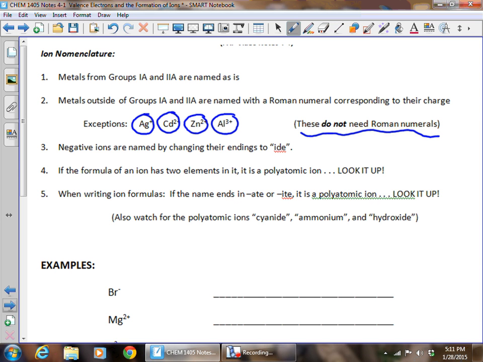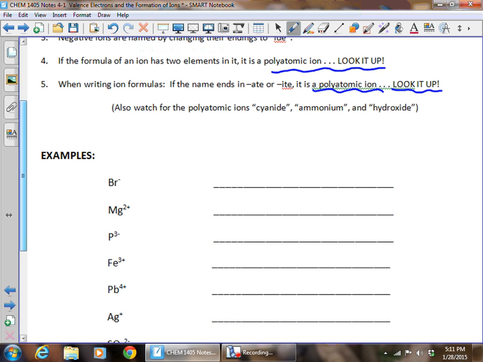If the formula of an ion has 2 elements in it, it's a polyatomic ion, and you'll have to look it up. We'll talk about that in just a moment. If the name of it ends in ate or ite, it's a polyatomic ion. Look it up. So, examples. Br minus. Bromine, it's negative. So it's going to simply change the ending from bromine to bromide, and we tack the ending of ion on the end.